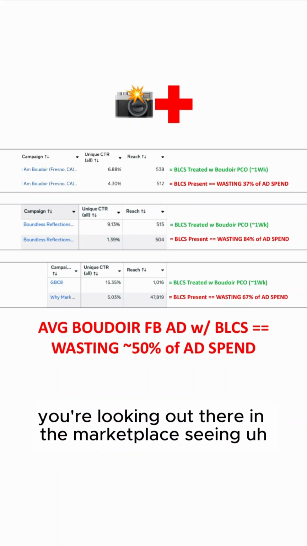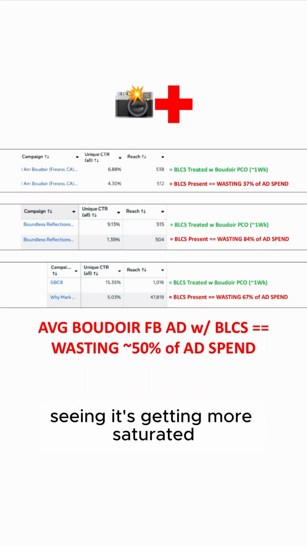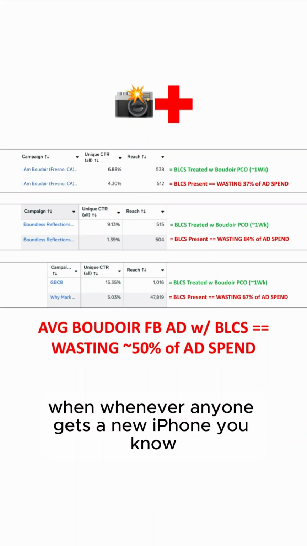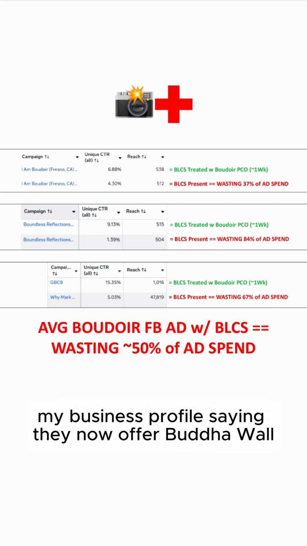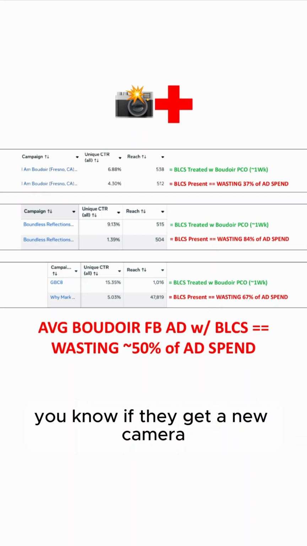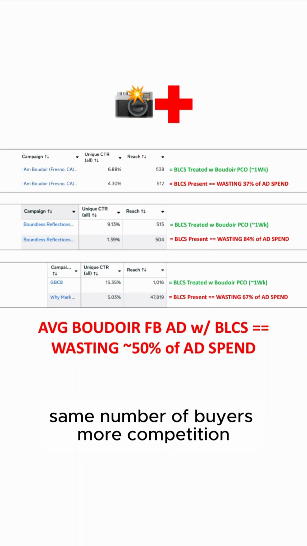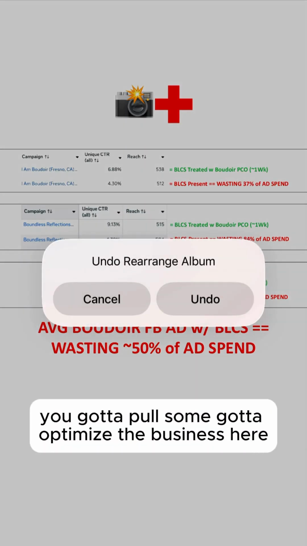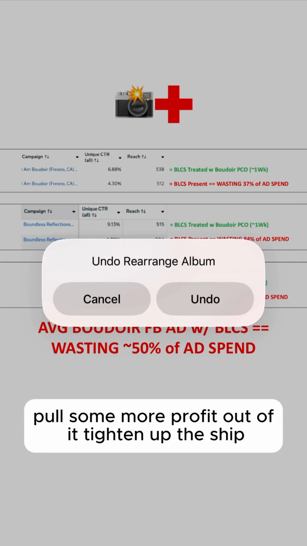And you're looking out there in the marketplace, seeing it's getting more saturated kind of every single day, every single week, every single month, every single year. Seems like whenever anyone gets a new iPhone, they're also throwing up a new Google My Business profile saying they now offer Boudoir, or if they get a new camera, they're posting in the mom group saying they now offer Boudoir. So there's more service providers, same number of buyers, more competition, and you're also seeing more inflation in life. Living costs go up, so you decided, hey, you've got to optimize the business here, pull some more profit out of it, tighten up the ship.